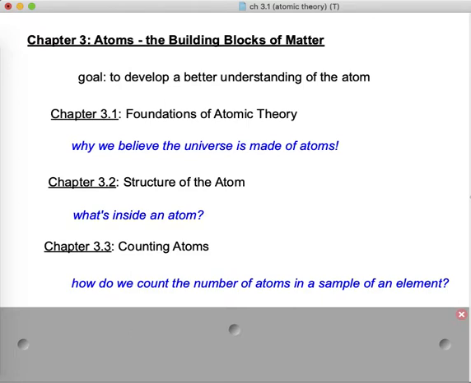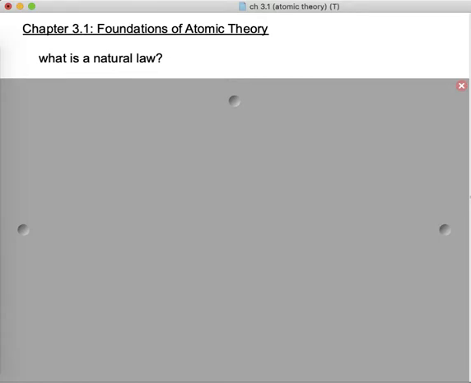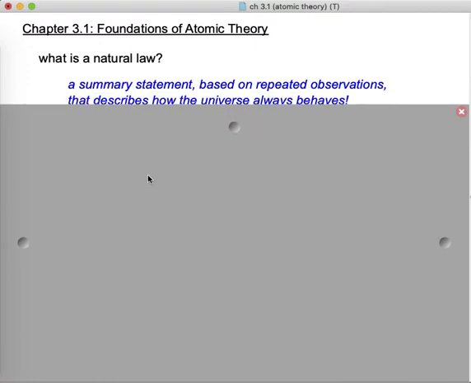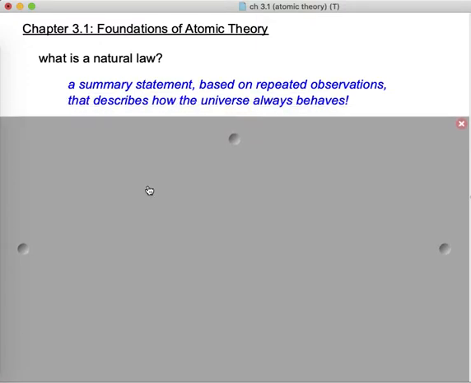So let's begin with Foundations of Atomic Theory. And I begin with the question, what is a natural law? A natural law, or a scientific law, is simply a summary statement based on multiple repeated observations that describes how the universe always behaves. This is how the world works.